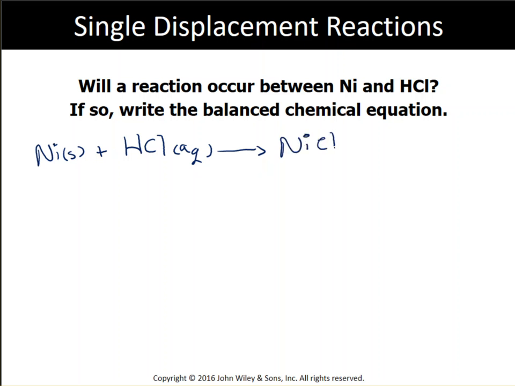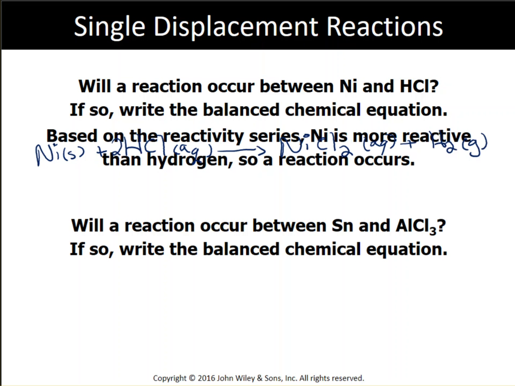So this reaction can take place, and you get nickel chloride plus hydrogen. And nickel chloride, based on the solubility table, is soluble in water. Now we just gotta make sure that this is balanced, so you're gonna need 2 hydrochloric acid and 2 hydrogen here. So let's look at another example.